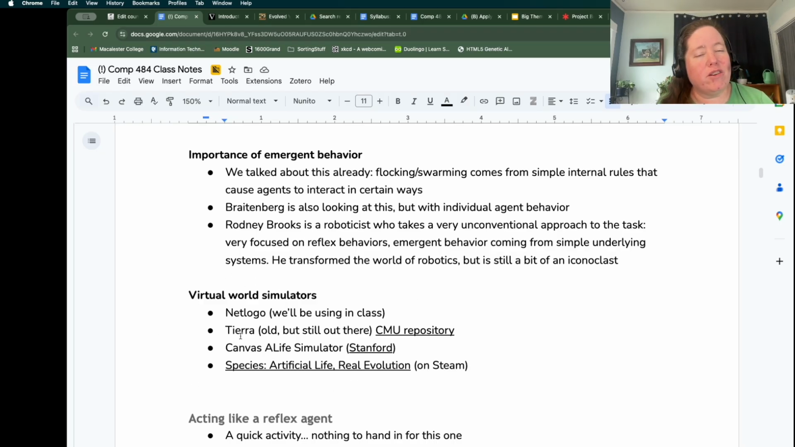There are some nice simulators out there. So this list probably needs to be updated. NetLogo is not really aimed at artificial life, but it is aimed at multi-agent simulations, and you can use it for artificial life. So we will be using that tool in class. There's an old virtual world simulator called Tierra, which is still out there. There is the Canvas A-Life simulator from Stanford. And I don't know if this is still there, but there was a game on Steam called Species, which really was an artificial life simulator that we could play as a game.